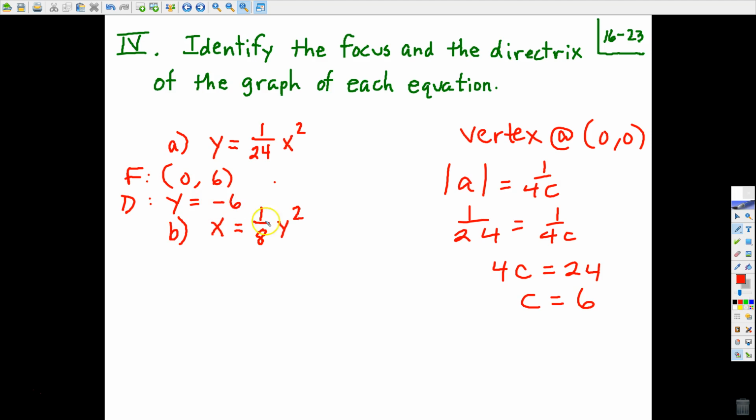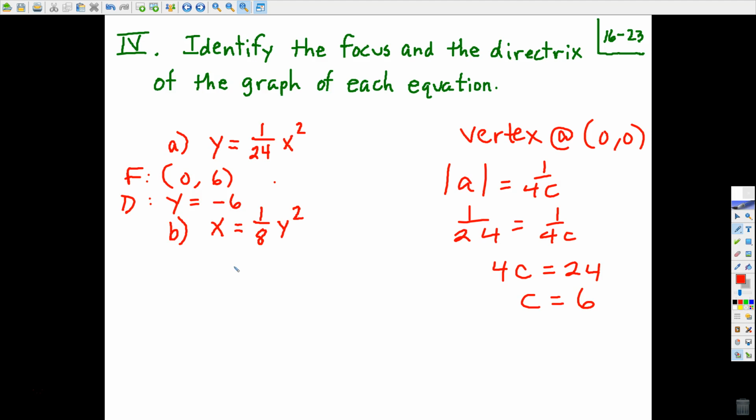-6. So let me give you a little piece of advice about the directrix. It is always a line, it's never a point. If your given equation says y equals, the directrix should say y equals. If the given equation says x equals, then your directrix should also say x equals. All right, Katie, how does letter B open?